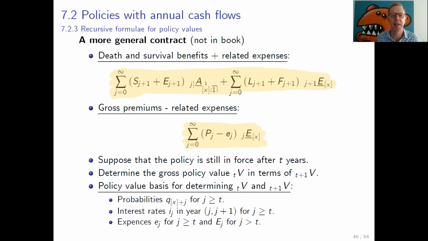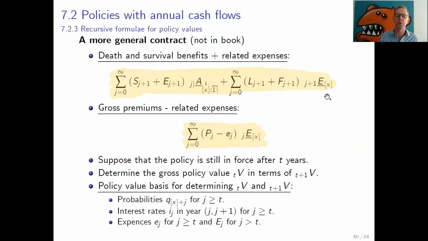Now, let us have a look at a slightly more general contract. This contract is not in the book. It's not considered in the book. So what we do here, there are death benefits, just as in the general contract that we defined some slides ago, a death benefit of Sj plus 1 and a related expense Ej plus 1 in case the insured dies in the year j to j plus 1, but there is also a survival benefit involved.